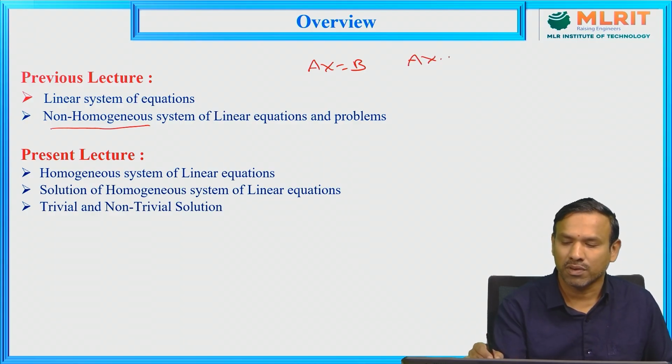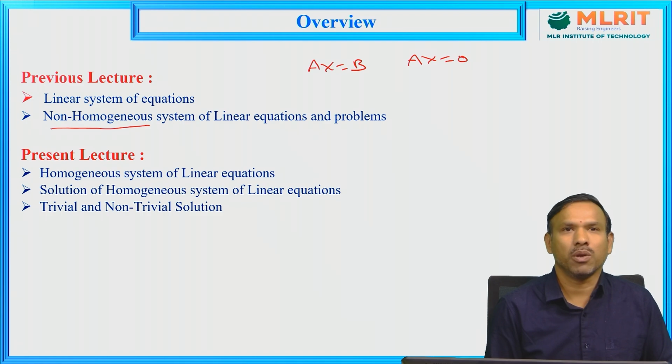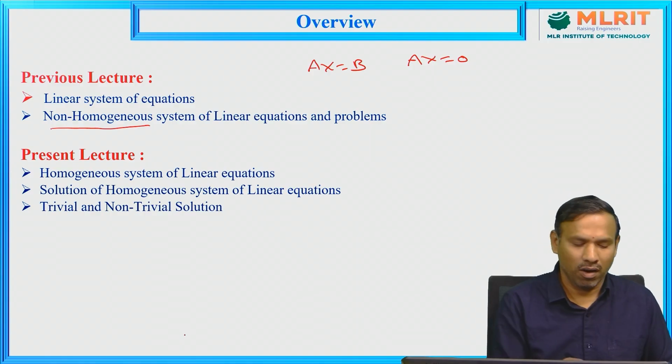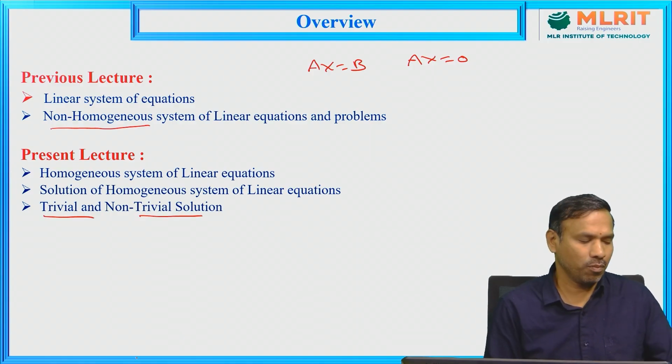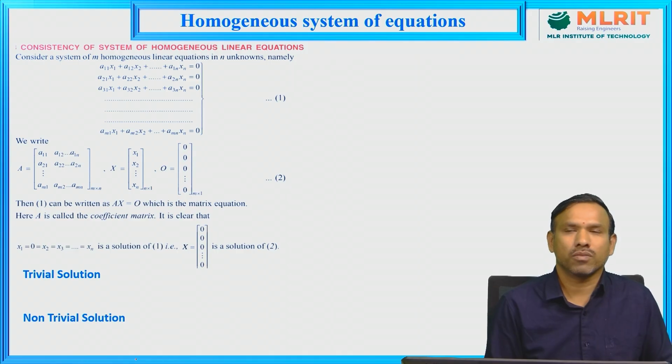Now in the present lecture, we are going to solve another system of equations, that is the homogeneous system of equations, Ax is equal to 0. What type of solution exists? How many solutions are existing? Trivial, non-trivial, all types of solutions we discuss very clearly in this coming lecture. Now, consider the homogeneous system of equations.